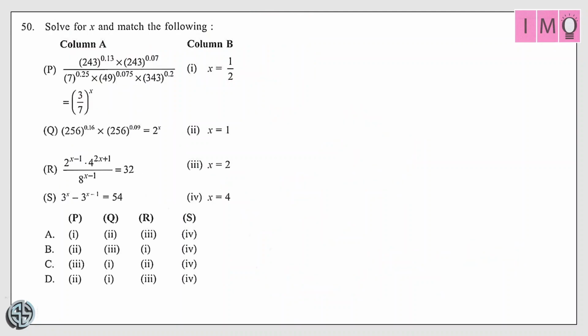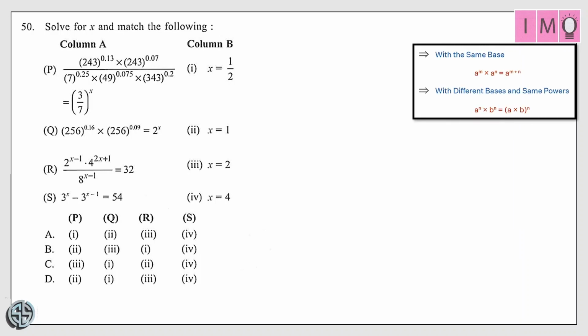Let's move to the last question. It is an exponent question, so we have to remember all the formulas of exponents. These are some basic formulas: if they have the same base, a to the power m into a to the power n will become a to the power m plus n. The third one is a to the power n into b to the power n, where the powers are the same and the bases are different, so the bases are multiplied with each other and there is a common power. One more important formula is a to the power m, to the power n, which will become a to the power m into n.